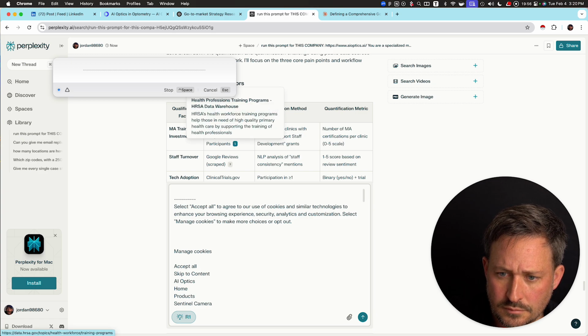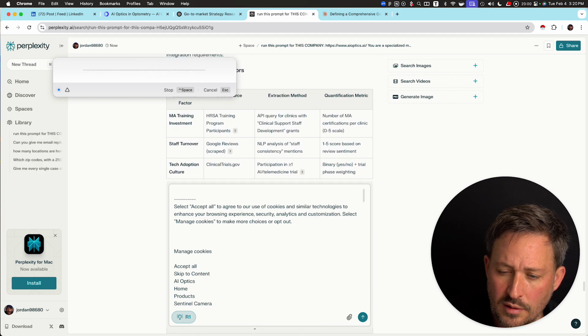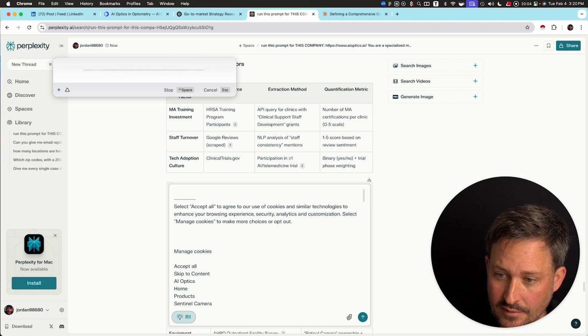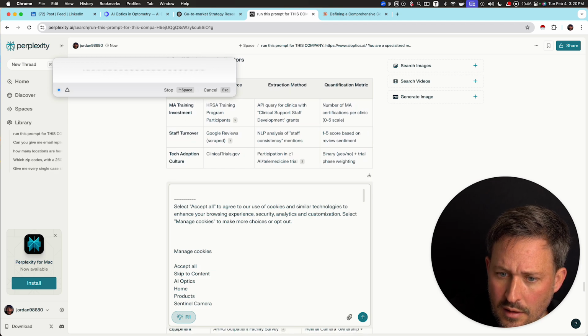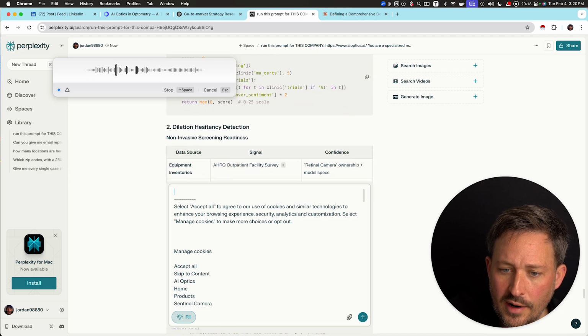And for the MA training investment, for example, oh, wow. Clinical support staff development grants is amazing. What is the coverage of that? Is that a lot? Like these clinical support staff development grants, are there a lot of grants? Tell me a little bit more about those. Never write code. I don't care about code.